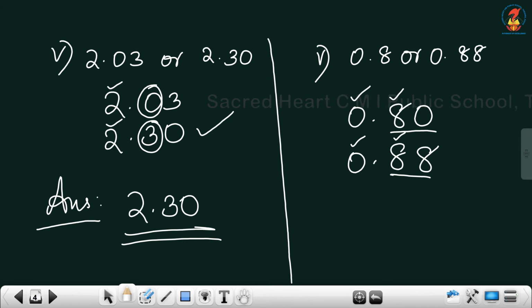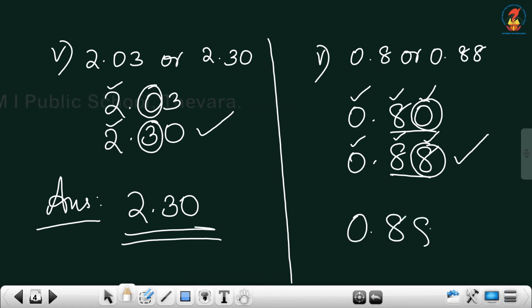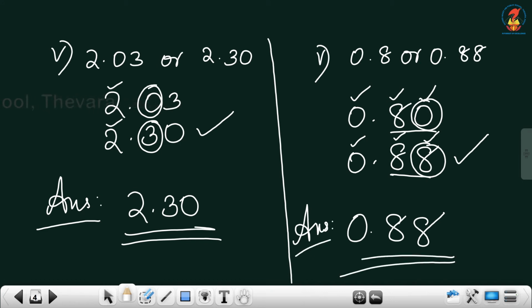If the 10th place is same, you look at the 100th place. Here it is 0, here it is 8. 0 or 8, which one is greater? 8 is greater. So we can say that this particular number will be the greatest number. 0.88 is greater than 0.8. I hope all these answers are clear children.